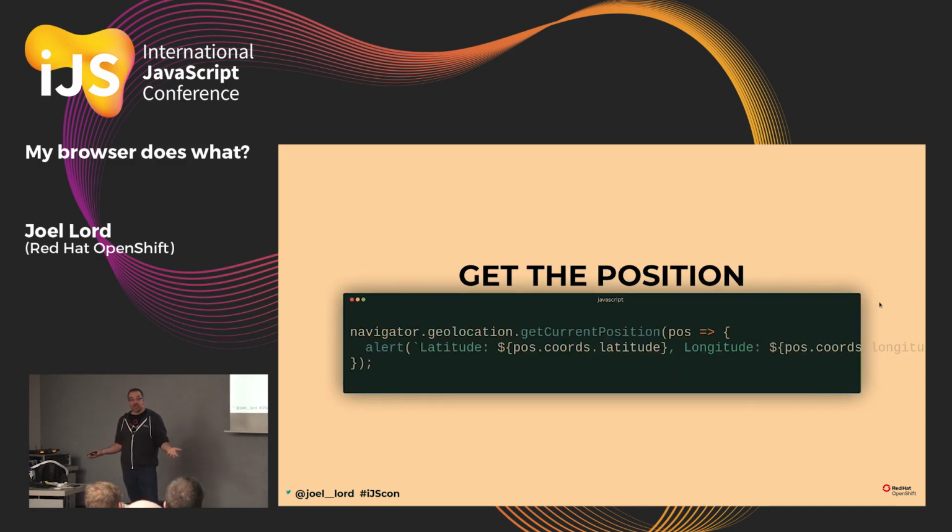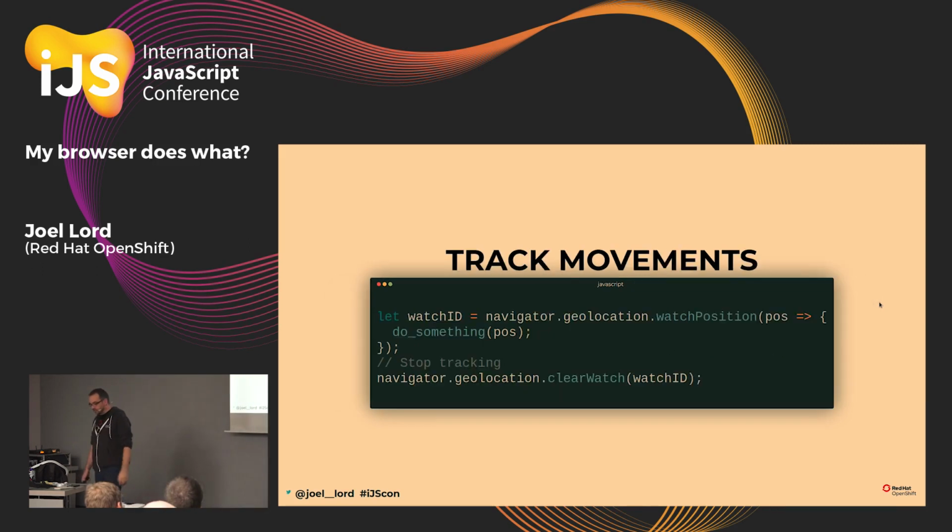To get the position of the user, navigator.geolocation.getCurrentPosition will return you the position of the user, and it will return the coordinates in there, so you can display the latitude as well as the longitude of the user.